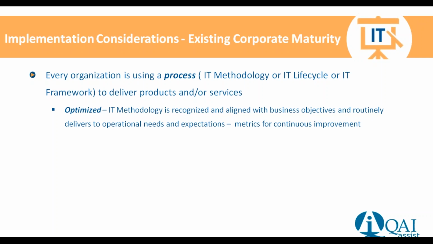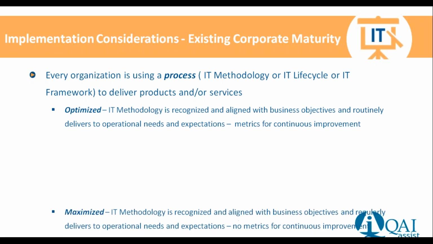Okay? And within this definition, within these organizations, the IT methodology or process is recognized and aligned with business objectives and routinely delivers to the operational needs and expectations. The metrics are there for continuous improvement of the process. So an organization that is deemed to be optimized has its process aligned with its business objectives, and it routinely delivers to these operational needs. And there's metrics there to improve the process on a continuous basis. So that's optimized.